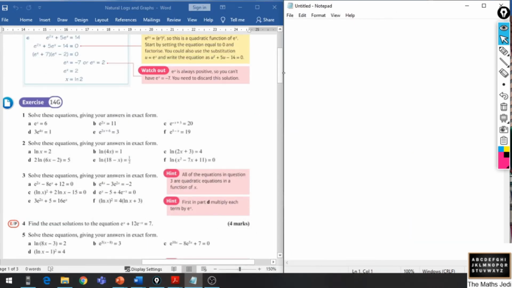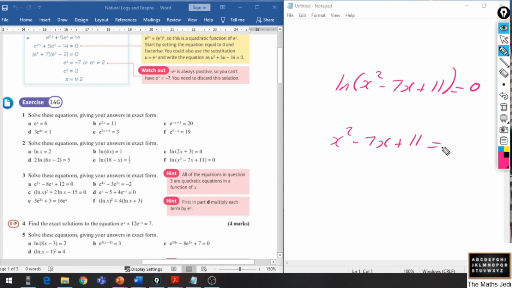Okay, let's make our way through F here. So again, asking us to solve equations giving exact form. So we're going to anti-log both sides. So raise each side to the power, e raised to each power. So that's just going to leave us with this expression here. But I'm going to have e to the naught on this side. And e to the naught is 1. Anything to the power 0 is 1.